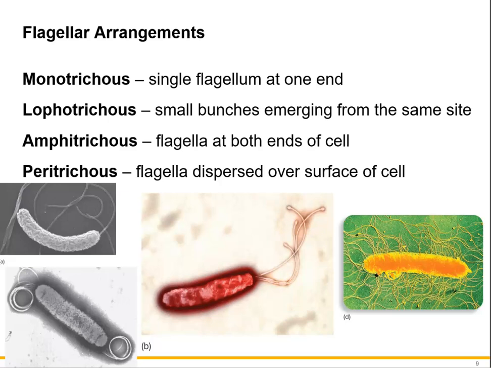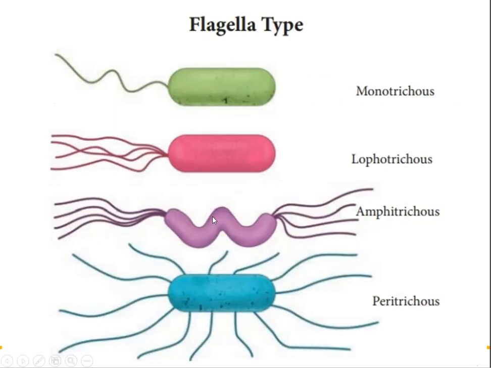Amphitrichous. This is going to be flagella at both ends of the cell. So you can see that down here in the corner. You have flagella coming out of this end and this end. And then you can have peritrichous. This is flagella dispersed over the entire cell surface. And you can see that in this example here. Now, I also have another slide. This again shows the different flagellar arrangements. And I would be familiar with these because there's likely to be a test question over them.